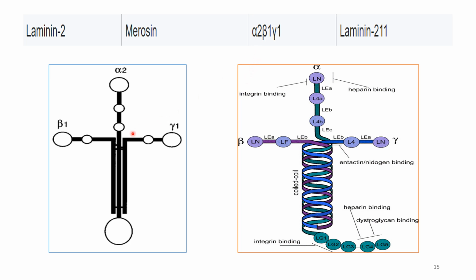It is composed of alpha 2, beta 1 and gamma 1 subunits. So it is trilaminar. The recent name is laminin 2,1,1. So this is the structure. Here it will bind to the dystroglycan complex.